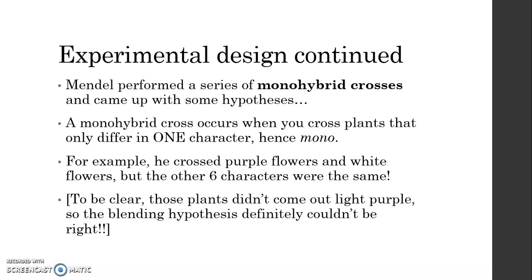That's the monohybrid. To be clear, when he crossed purple flowers and white flowers, he did not get light purple or lavender flowers, which shows that the blending hypothesis cannot be correct. Because if the blending hypothesis were correct, then every time he bred purple flowers and white flowers, he should get lavender colored offspring. But what you'll see in a little bit is that he did not get lavender colored offspring.